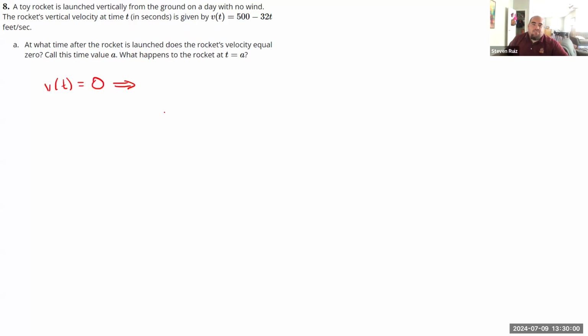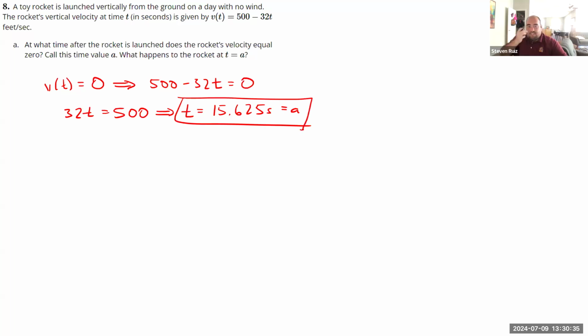So we can take the expression of our velocity, 500 minus 32t, set that equal to 0, and start solving. 32t equals 500, which means that t is equal to what? I'm getting 15.625 seconds. So we'll call that A. This time value when the rocket's velocity reaches 0.